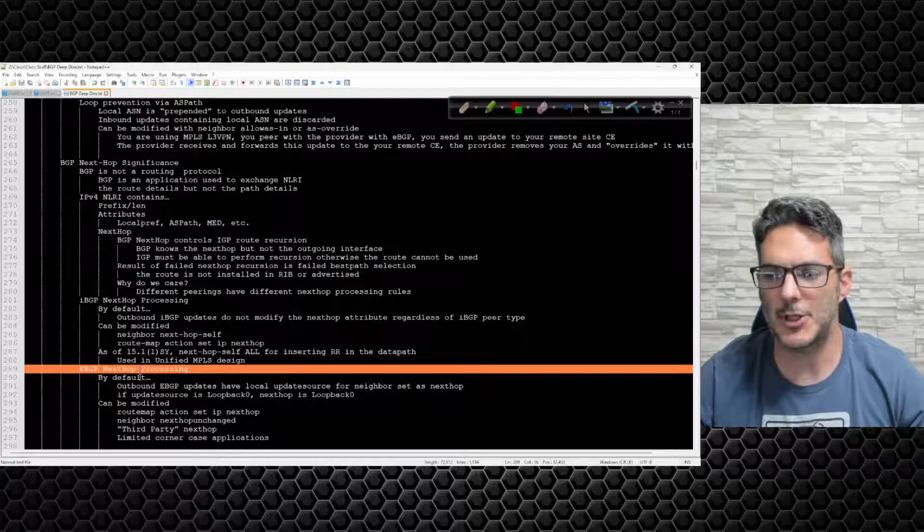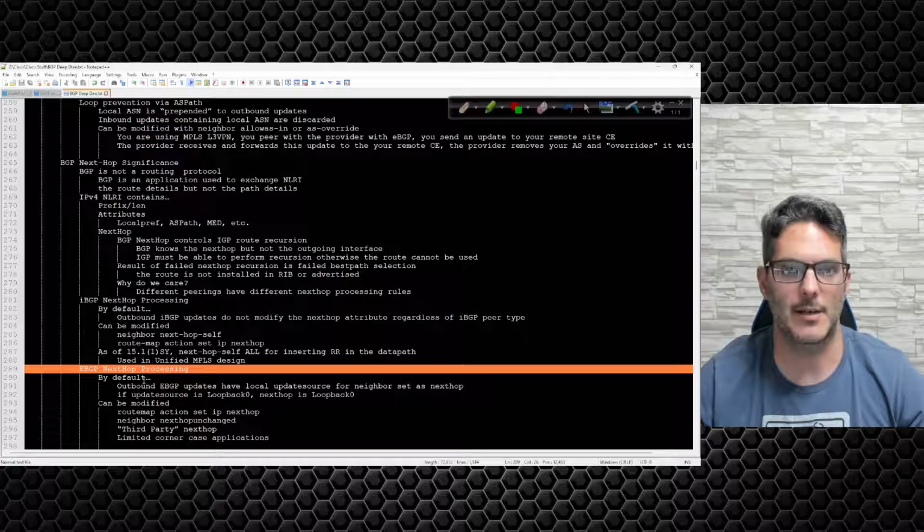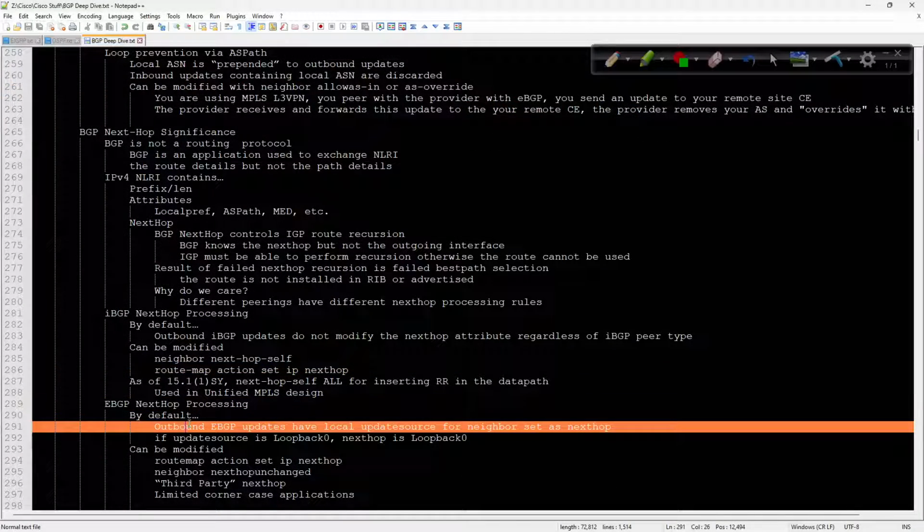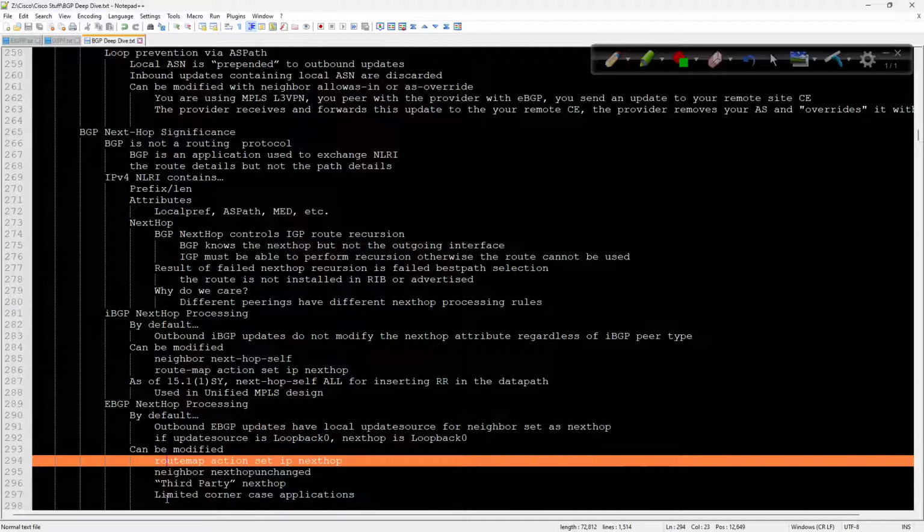eBGP, on the other hand, isn't so finicky. As a matter of fact, outbound eBGP updates have the local update source for the neighbor set as next hop. So whatever the IP address is in your neighbor statement, that is going to be your next hop. You are always going to be doing that. You can modify this through a couple different ways if you want to, but in most cases you're not going to be doing that. We're going to be taking a look at both examples and how they come into play.